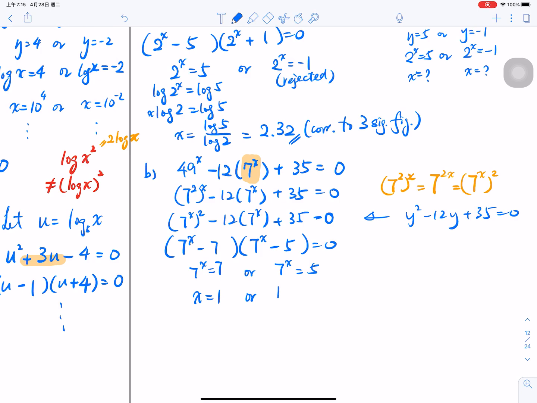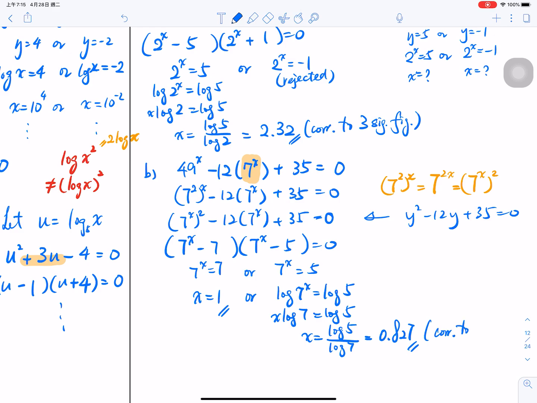How about this part? Both sides take log. x log 7 equals log 5. So x equals log 5 over log 7. Therefore, 0.827. This one is correct too, to 3 significant figures. Very good.